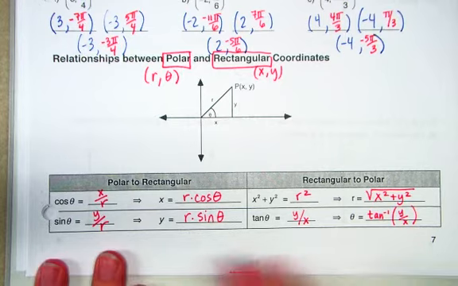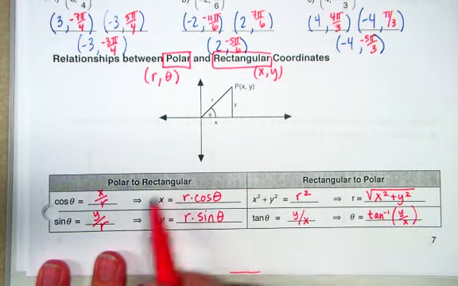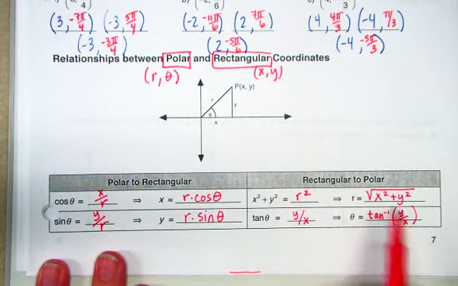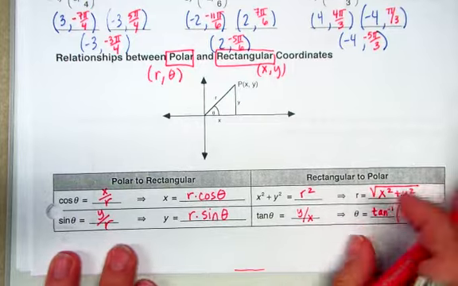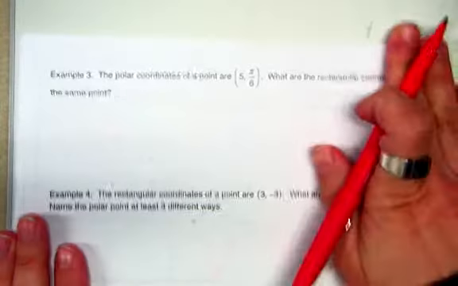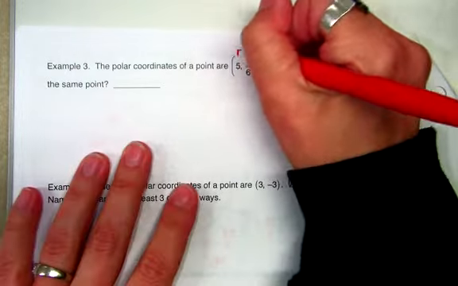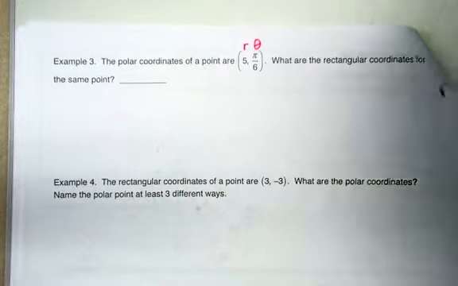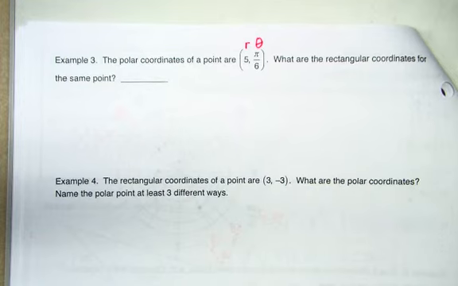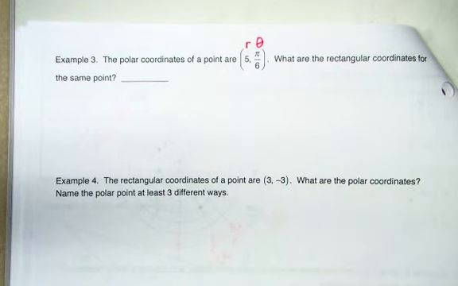So again, this is from polar to rectangular. We'll use these conversion factors. From rectangular to polar, these will be our two conversion factors. So let's practice. Example 3. So if the polar coordinates are 5 and pi over 6, this is your r, this is your theta, what are the rectangular coordinates for the same point? So I'm going from polar to rectangular.